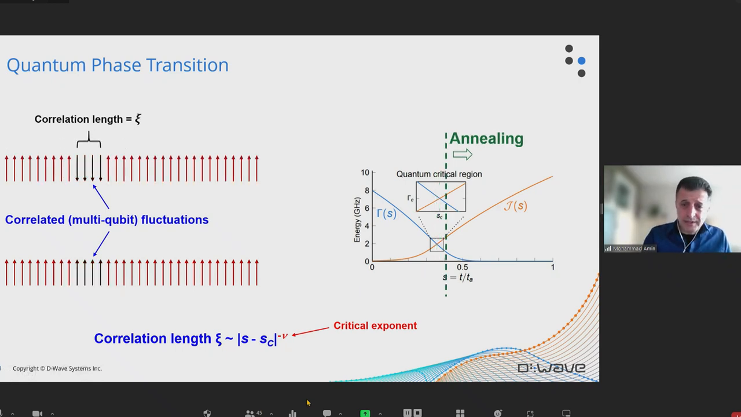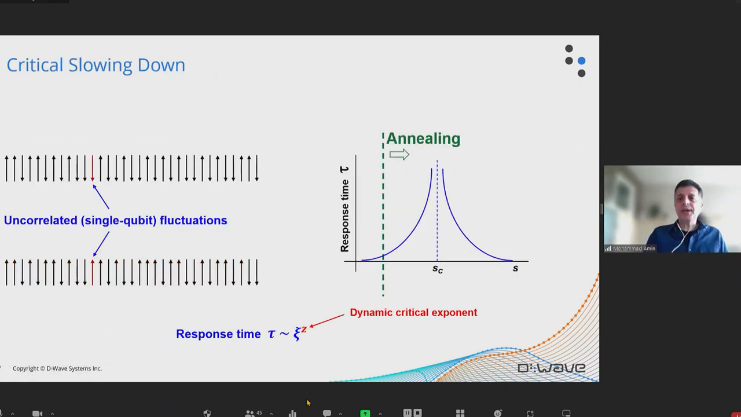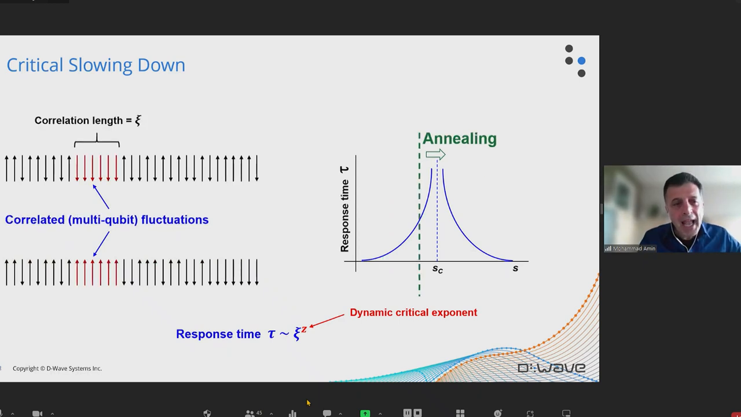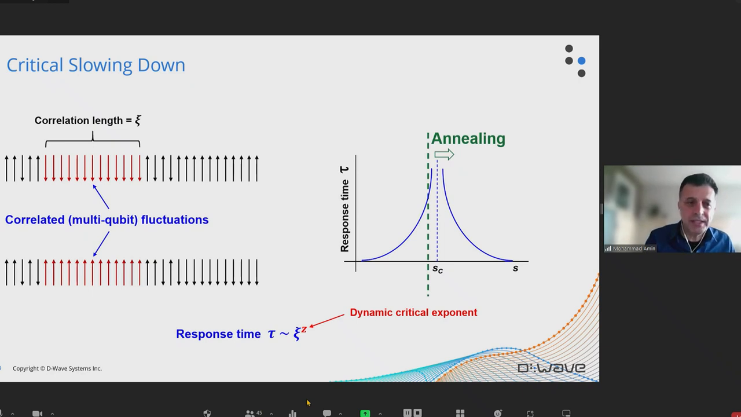So another important aspect is time. As the correlation length grows, as I mentioned, these qubits that are correlated should fluctuate together, should tunnel together, or thermally fluctuate together. And there's a time scale associated with that, and you expect that the larger the number of qubits, the more mass, the more qubits that should tunnel together, fluctuate together, the time scale grows and becomes slower and slower.